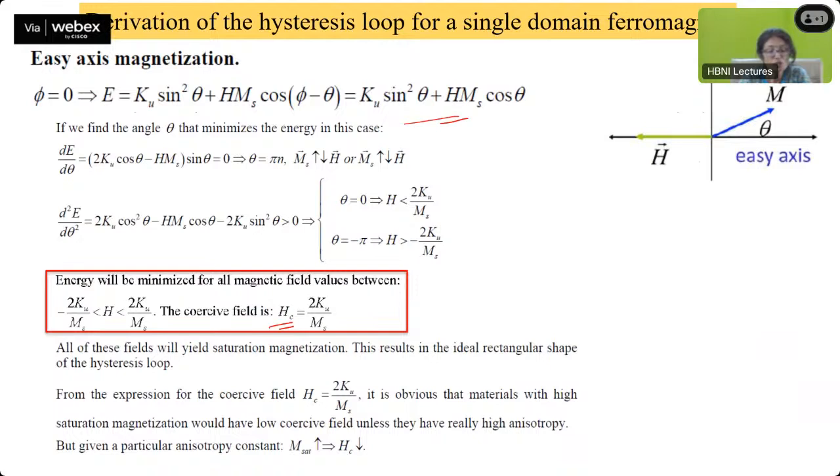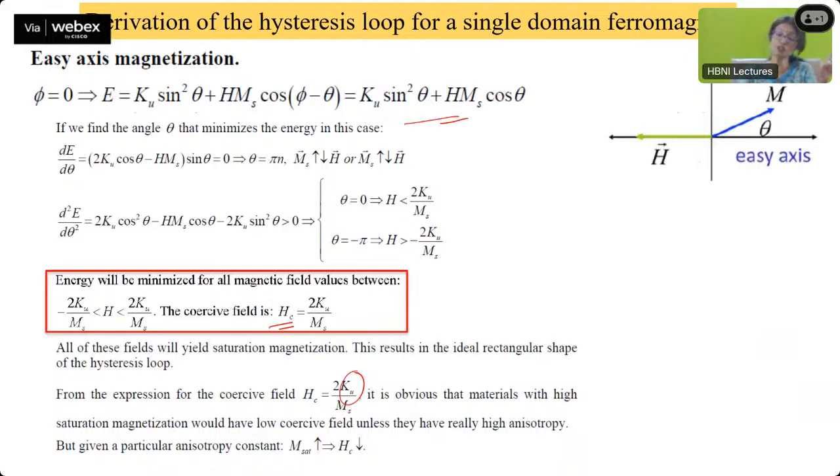So from this expression of the coercive field, Hc is 2 Ku by Ms, it is obvious that materials with high saturation magnetization would have a low coercive field unless they have a really high anisotropy. So if this Ku value is very high, only then you will find a difference; otherwise, in most cases, if the Ms value is more, then the Hc value is going to be less. If the anisotropy is high, then the Hc value will increase. But for a given anisotropy constant, as saturation increases, the coercive field decreases.